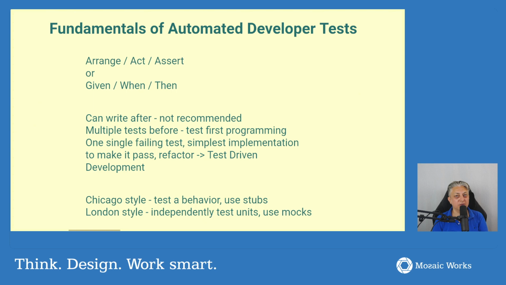And then you can do the test-driven development cycle. You write one single test that fails, you write the simplest implementation to make it pass in the production code, and then you refactor and you go in this cycle. But we've talked a lot about test-driven development on this channel in the past month or so, so you can look at those videos.